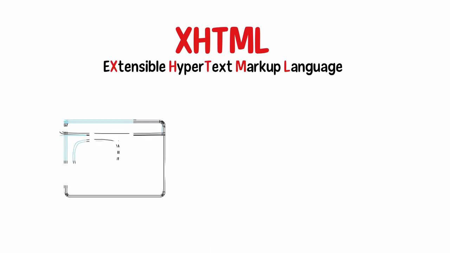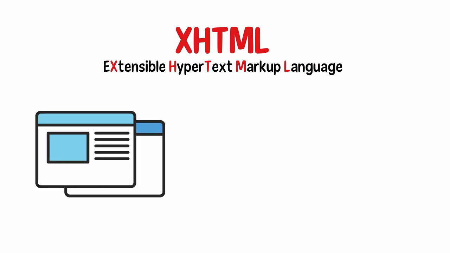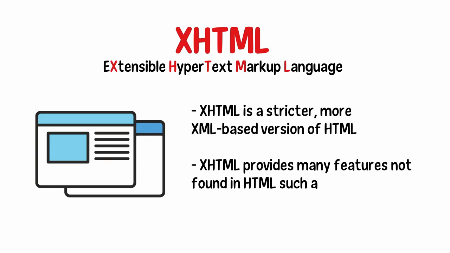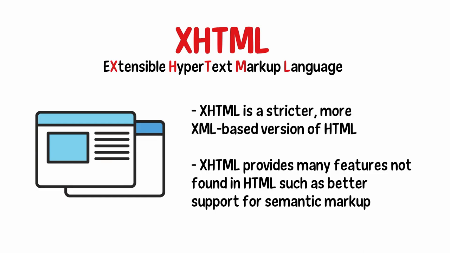What is XHTML? The markup language XHTML is used to create web pages. It is based on HTML but is more restrictive in terms of what is permitted. This improves the readability and maintainability of XHTML pages. XHTML also has many features that HTML does not, such as better support for semantic markup. Why should you use it?